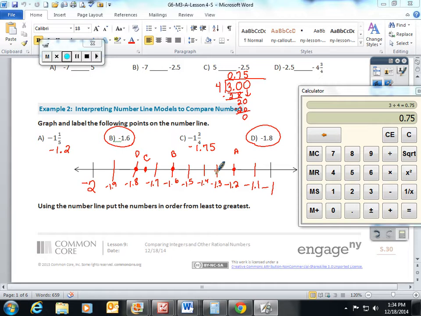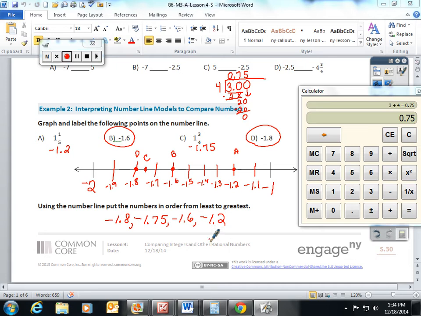Now, since we've numbered them on the number line, the next question asked us to order them from least to greatest. The negative number that's the farthest away from 0, or the farthest to the left on your number line, is the lowest, -1.8. Then it would be -1.75, -1.6, and finally -1.2. And we talked about the irony: -1.8, if it was positive, would be the largest. So this is kind of backwards or opposite thinking when you're ordering negative numbers.